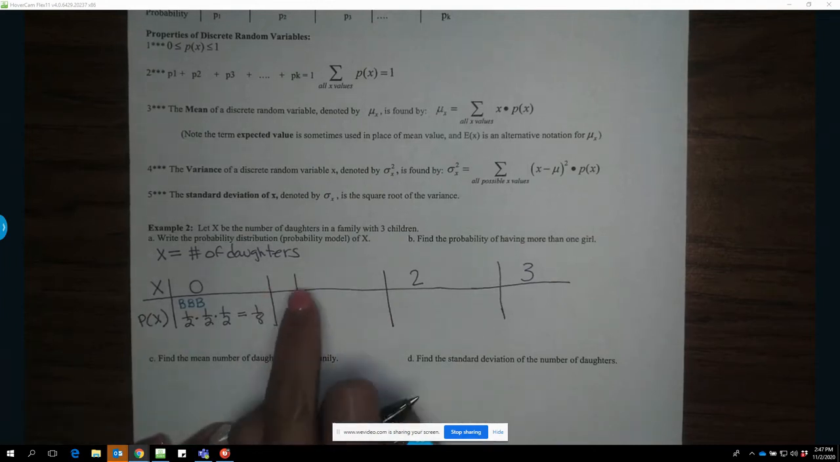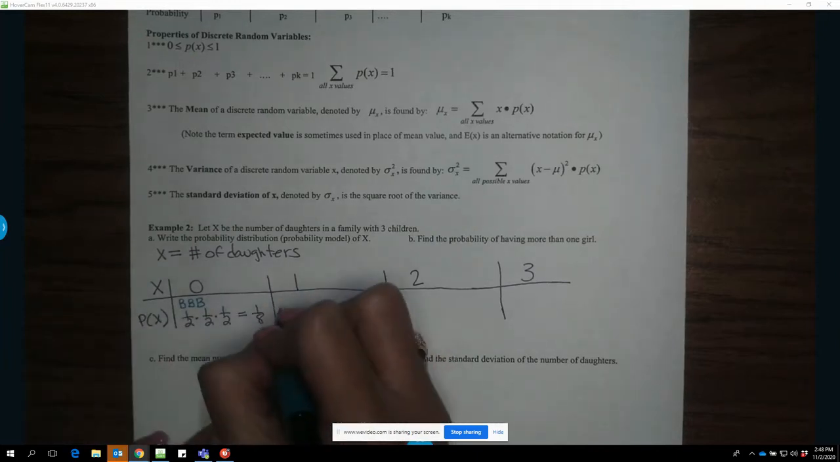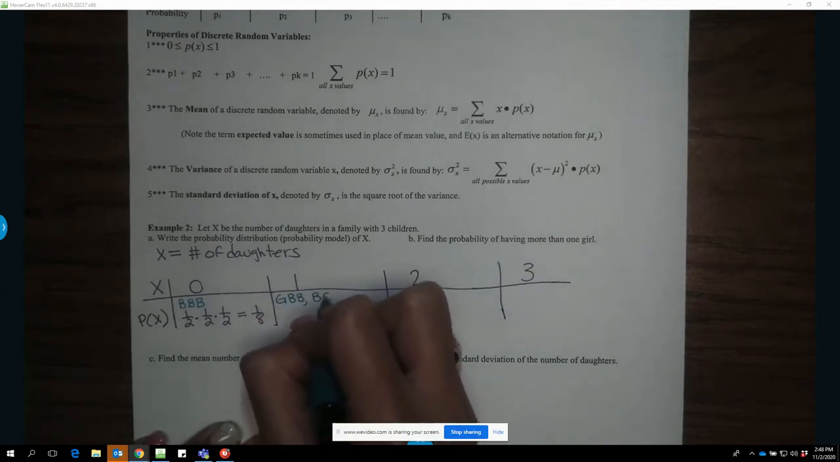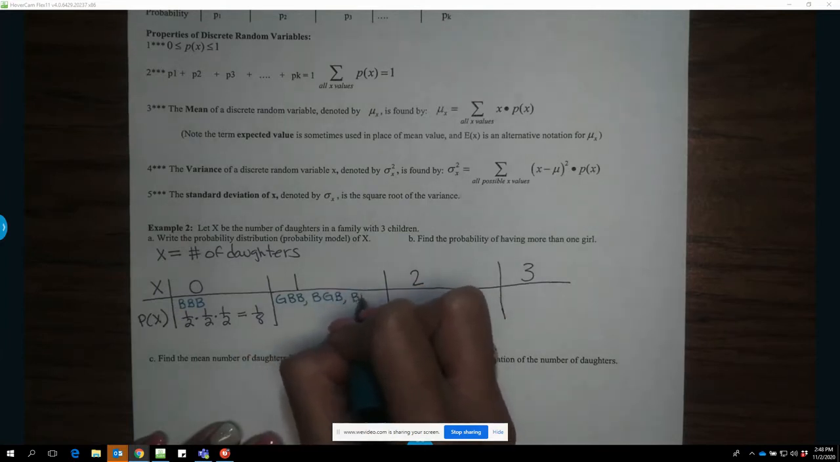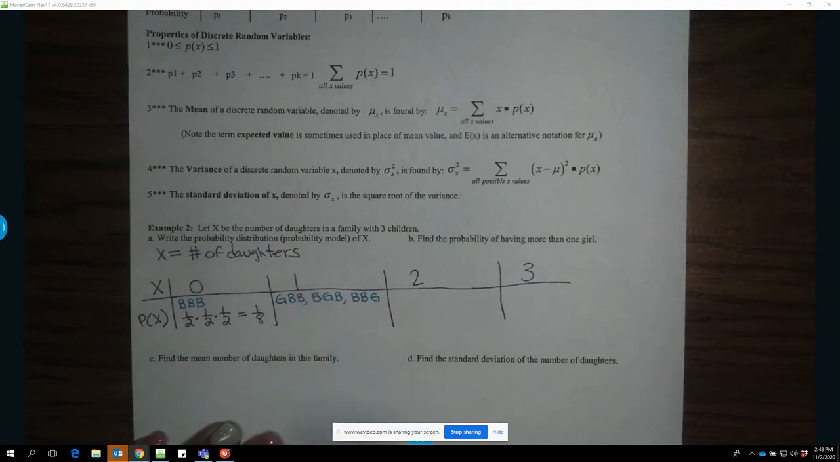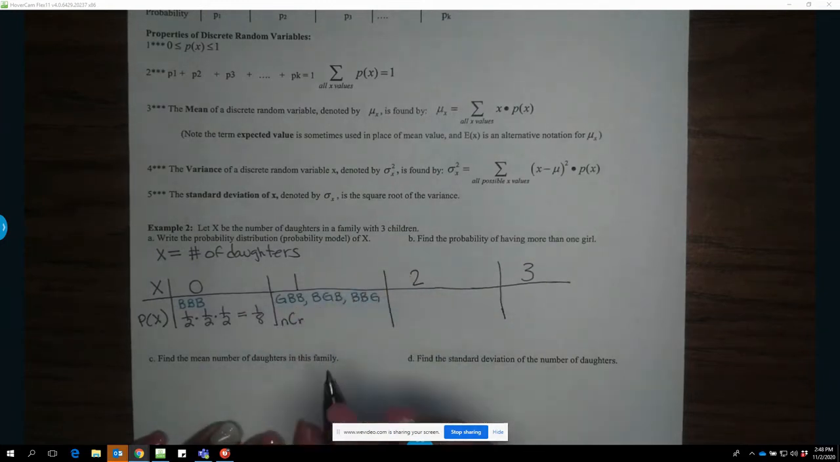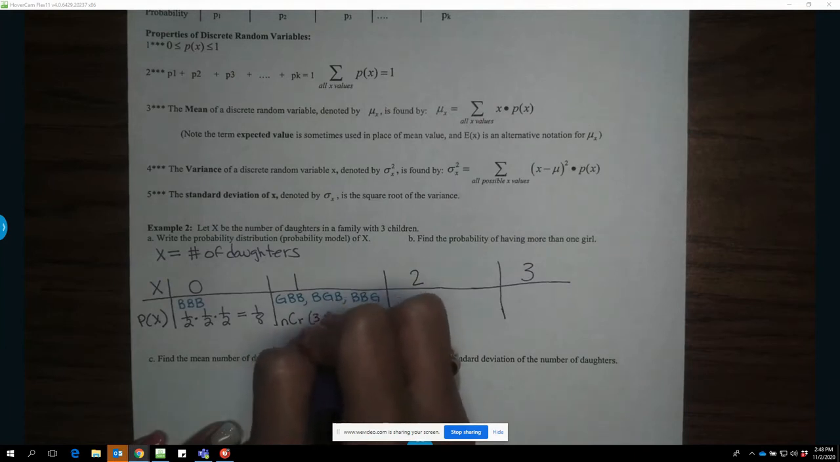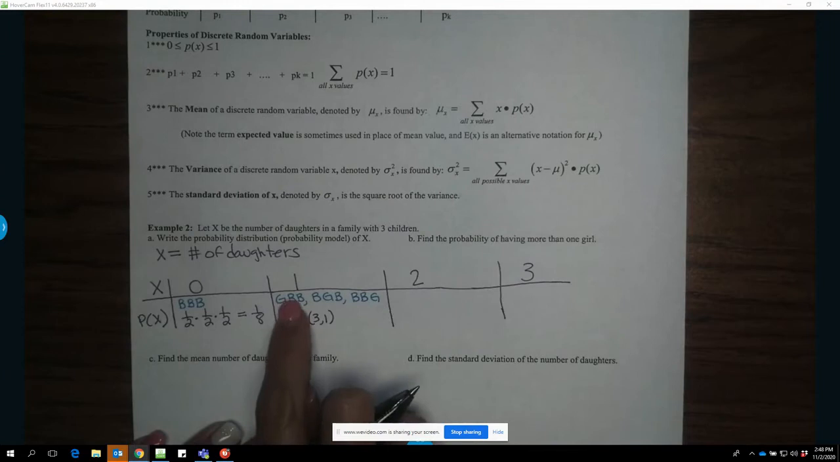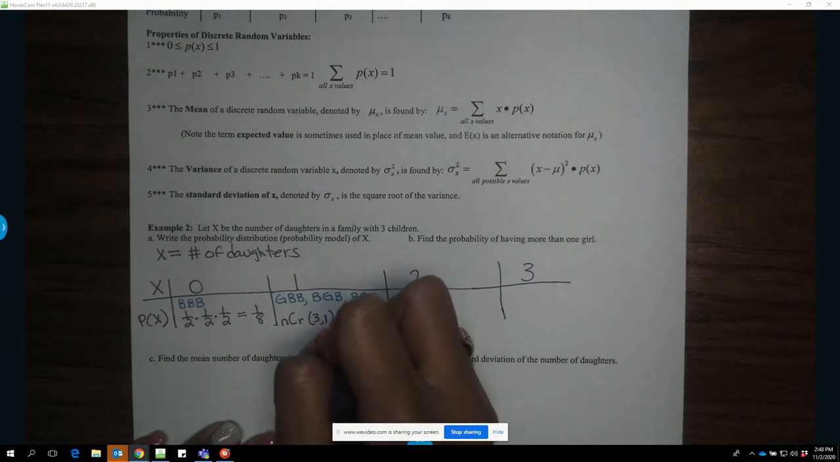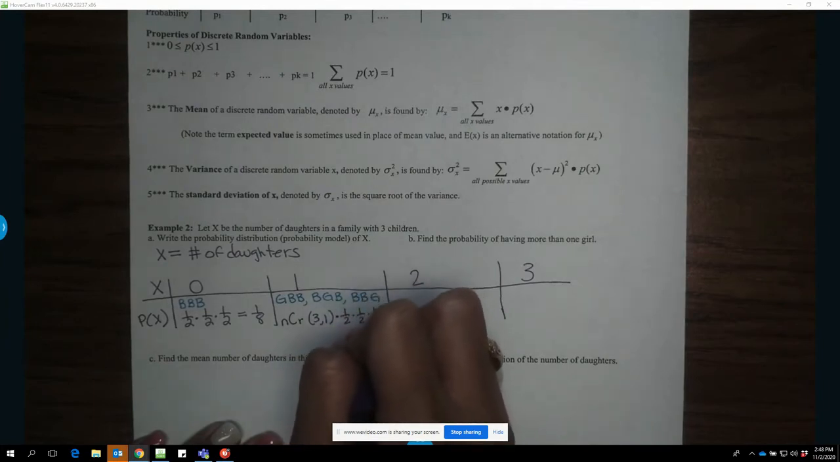Now, when you do the 1 daughter, there's multiple ways to have just 1 daughter. Like it could have been the first child a girl, and then boy, boy, or it could have been boy, girl, boy, or it could have been boy, boy, and a girl. So there's actually 3 ways to have the 1 daughter, but the best way to figure that out is to use a combination. So I'm going to do the nCr thing, the combination, and I'm going to put 3 total children, and I want 1 daughter. So that's going to give you 3, because there are 3 ways of having 1 daughter from a group of 3. And then after that, you're just going to still multiply by 1/2 times 1/2 times 1/2.